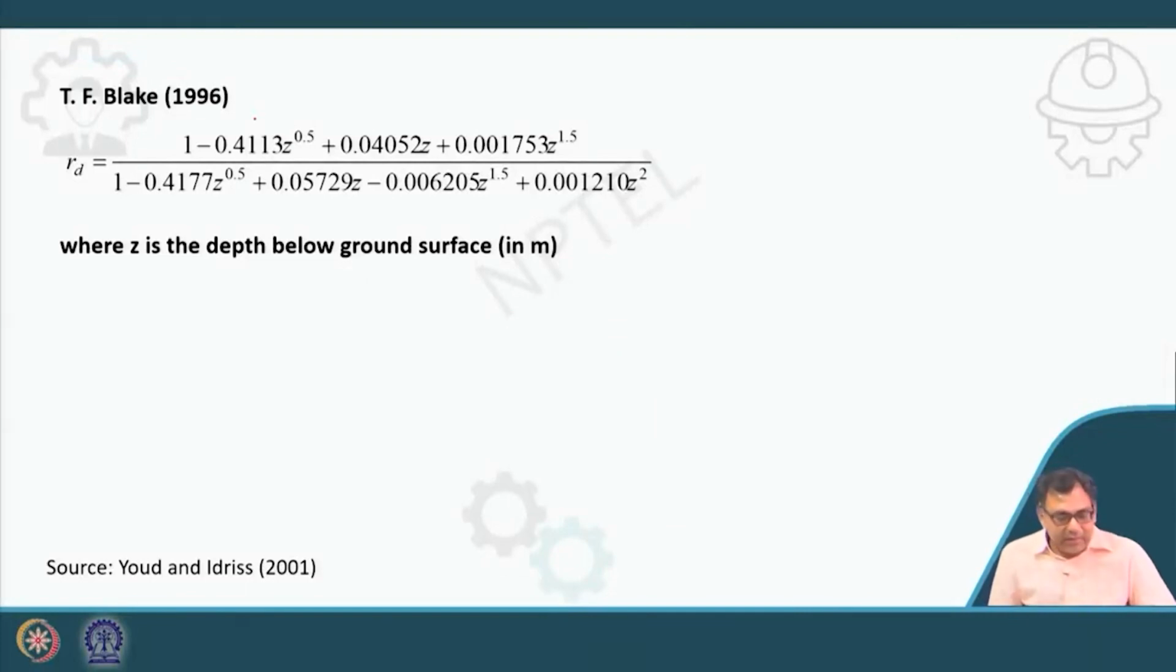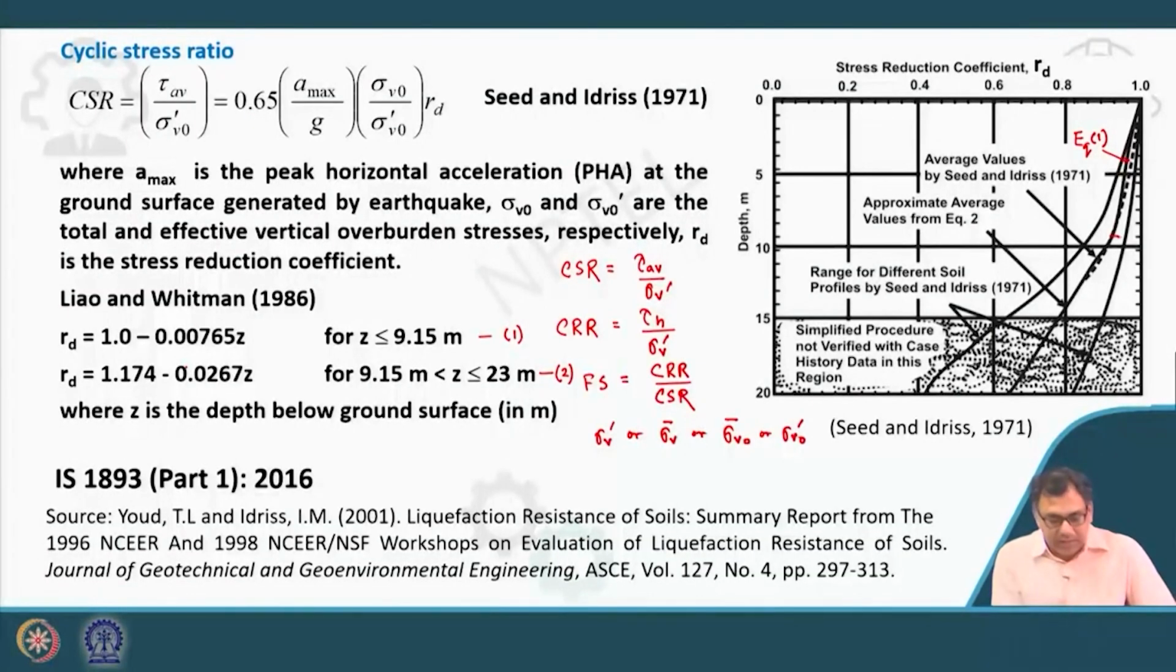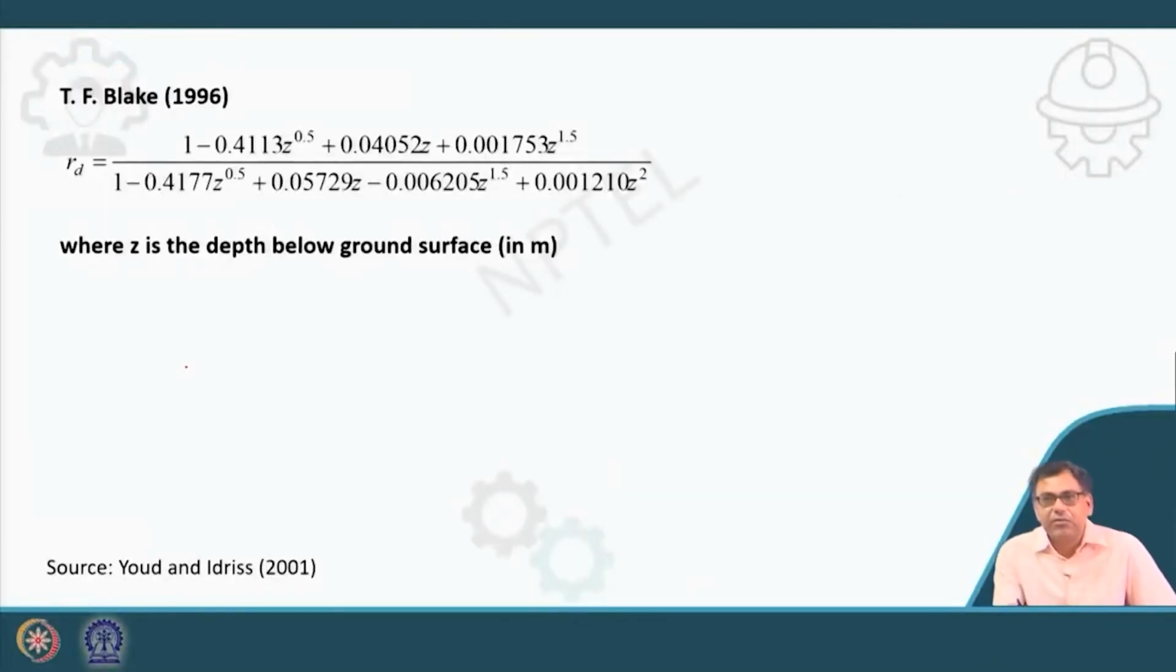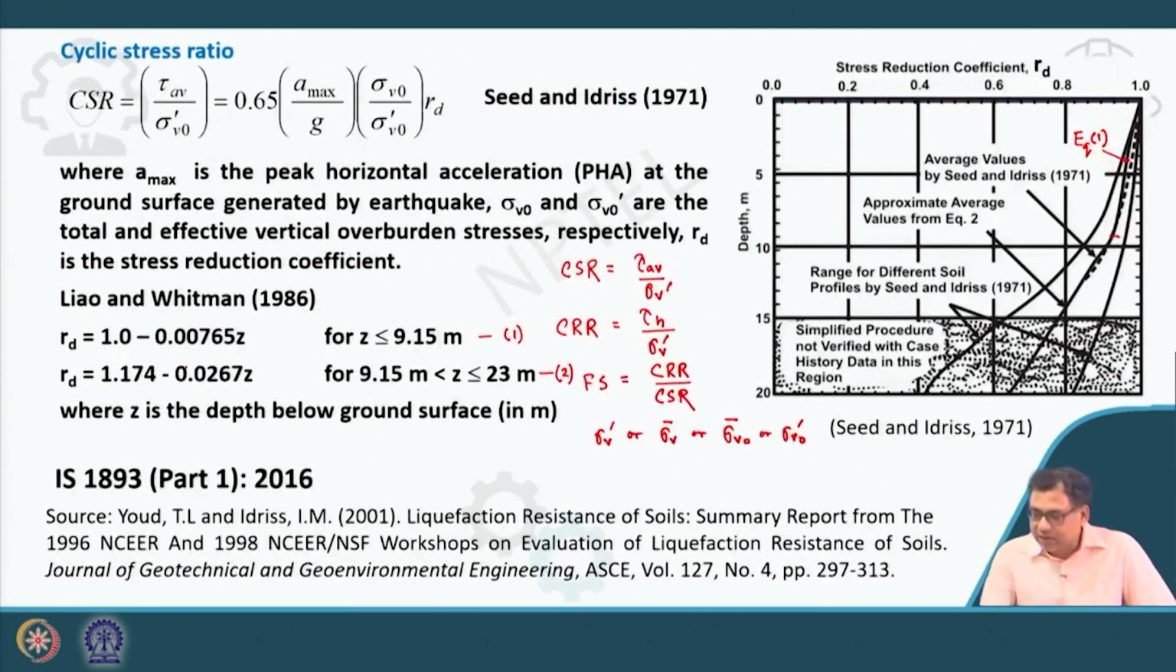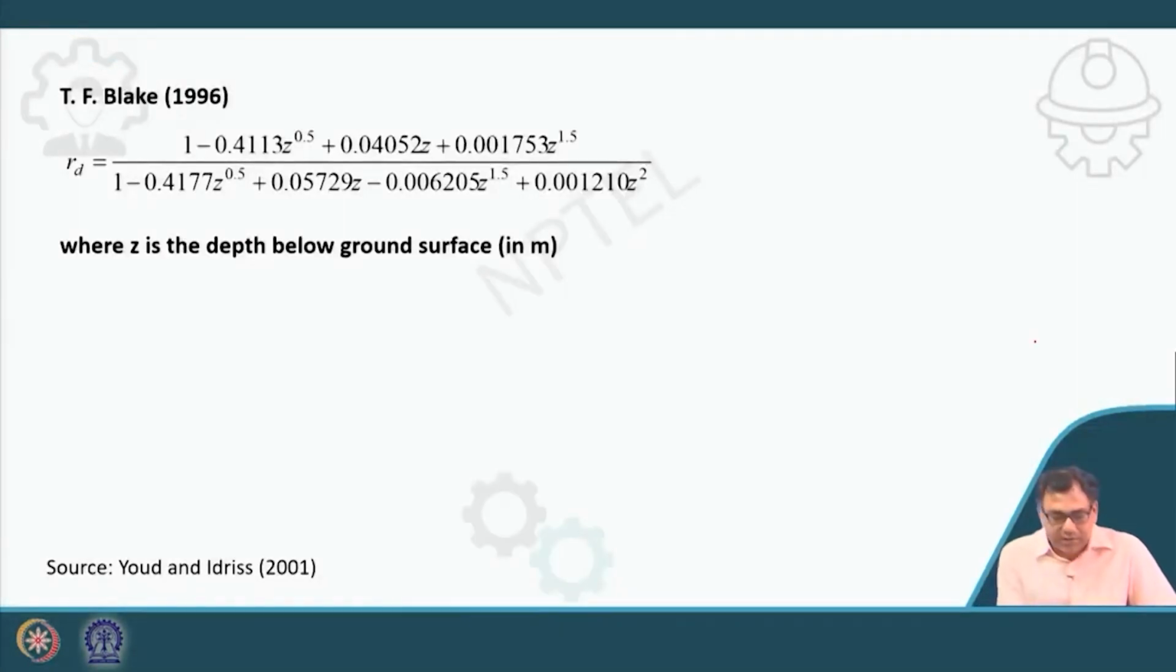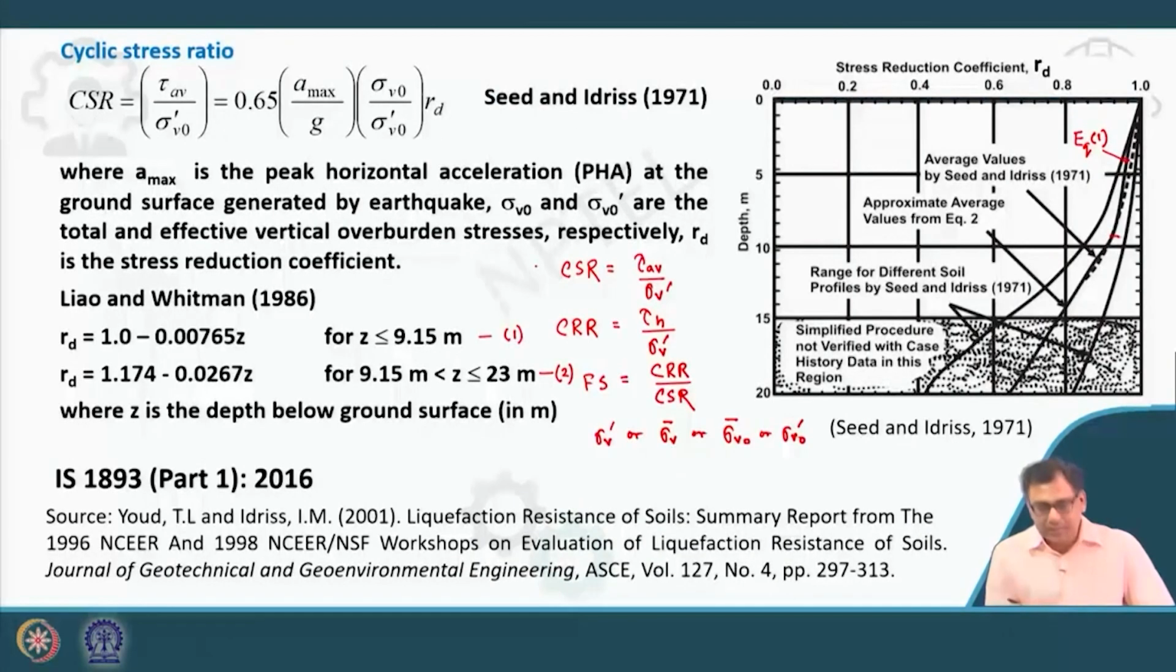Now here two equations have been proposed, but we can also represent the average line of this graph by a single equation, where Z is the depth below the ground surface in meter. In my problems I will use these two equations when I solve the problems, but both types of equations are available, in two zones and as one single equation. This way I will get the stress developed during an earthquake, or CSR, cyclic stress ratio.